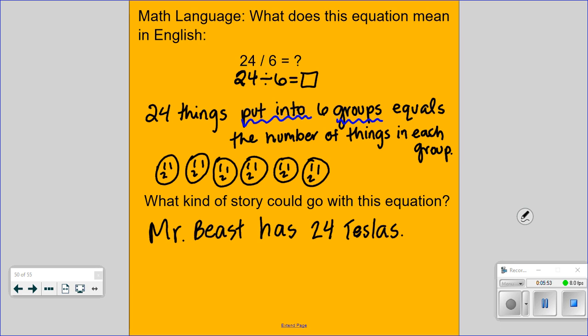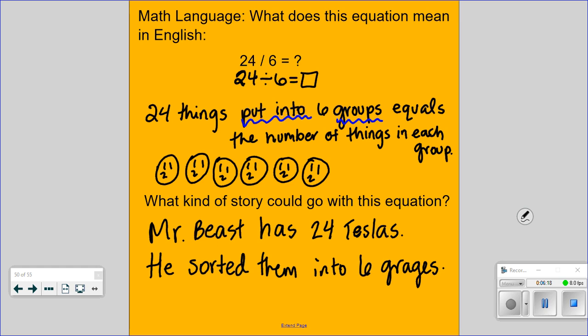All right, Will, what's the next part of this problem? He sorted them into six garages. Okay. Those six garages are acting like my groups. Number going in this garage, number going in that garage. Those are my groups. There we go.